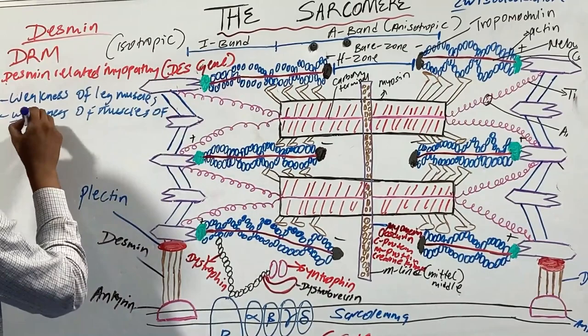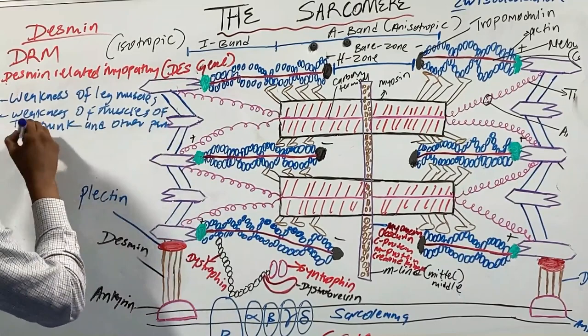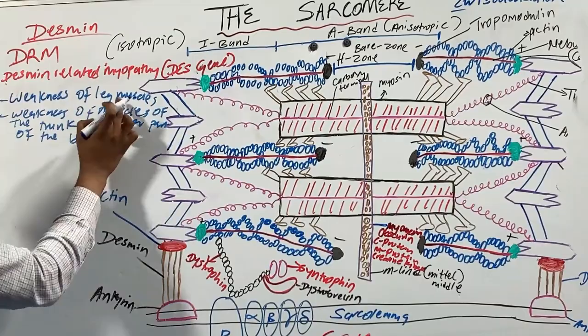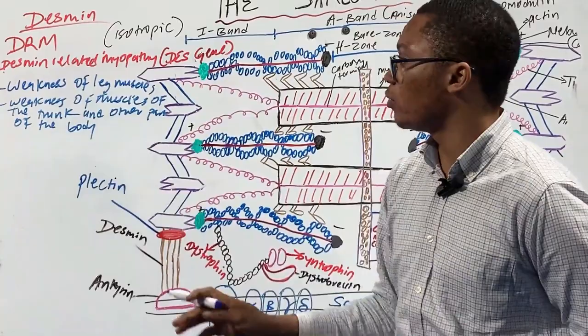Muscles of the trunk and other parts of the body. So weakness of the leg muscles is the first symptom we see in this patient, followed by weakness of the muscles of the trunk and other parts of the body. These are the first symptoms we see in desmin-related myopathy.